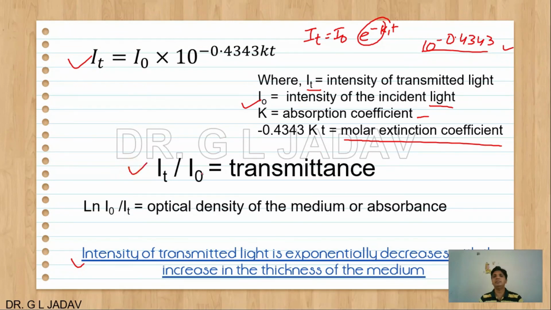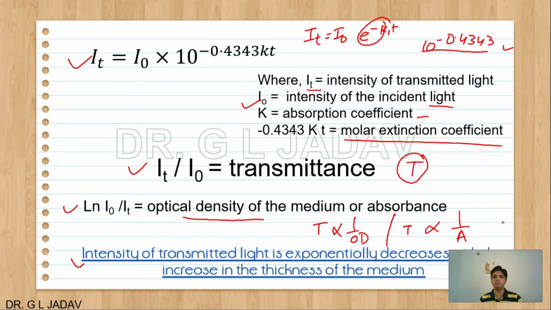Thus It by I0 is equal to the transmittance, T, which we can measure, and the natural log of I0 by It, the inverse of It by I0, is the optical density. We all know T is inversely proportional to optical density, or we can say T is inversely proportional to absorbance.